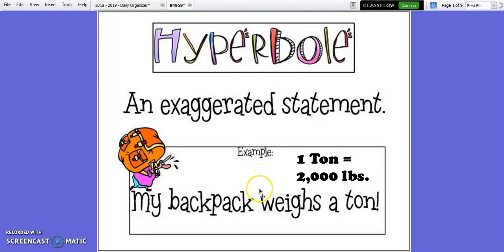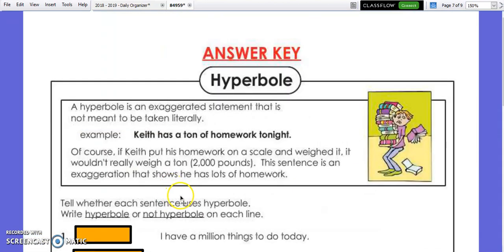What you're really trying to say here is that your backpack is pretty heavy right now and it's full of books. But that sounds a little less exciting than using a hyperbole statement like my backpack weighs a ton. Let's take a look at some more examples and fill in these answers. As mentioned earlier, an exaggerated statement is known as hyperbole. It's not meant to be taken literally. That's why it's figurative language.